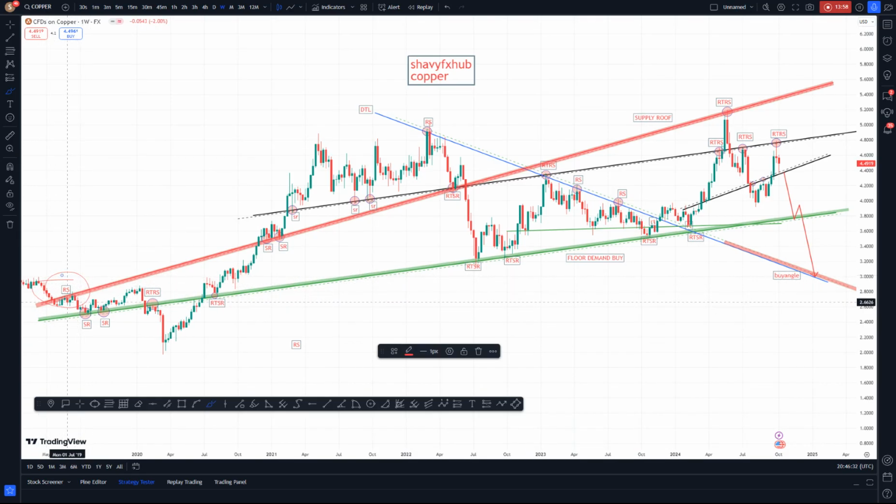what we have here, a resistance structure. We have here a support structure. We have here a support structure and a break of a support structure. And price return here as a retest candle. So I expect price to play back into this zone. A play back into this zone will be a break of the previous high. So for every touch on the ascending trend line is the establishment of a new all-time high. So this is what we see in the structure of copper.